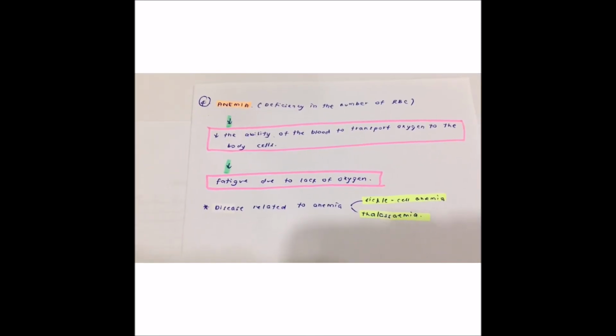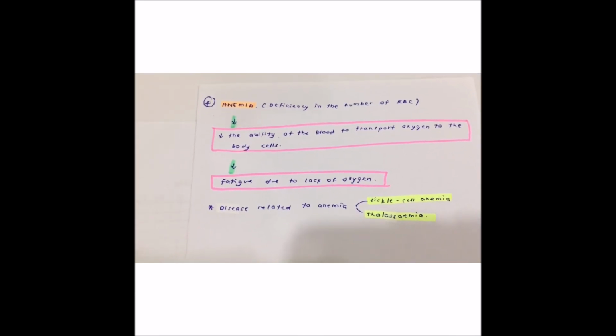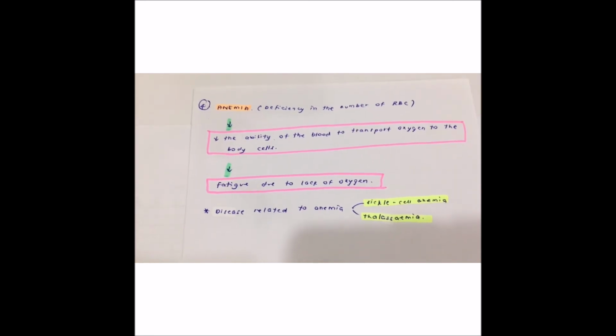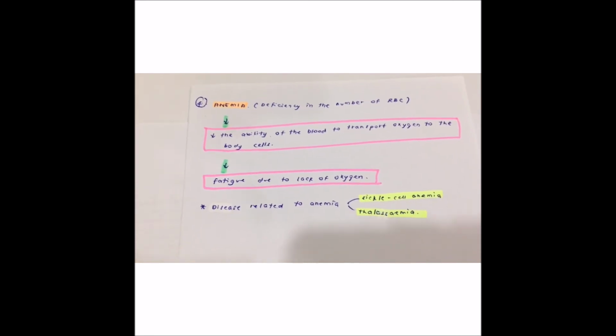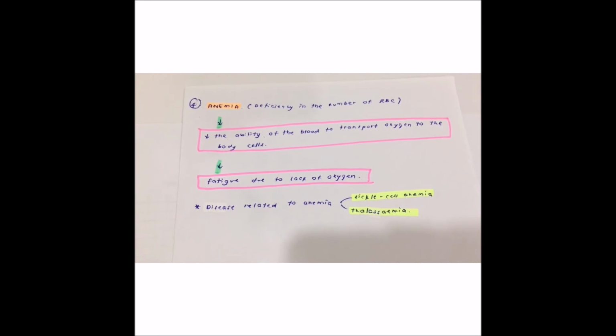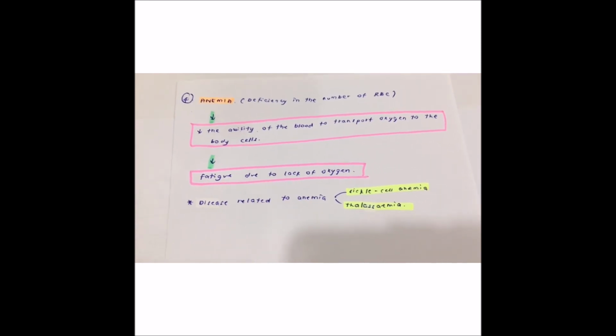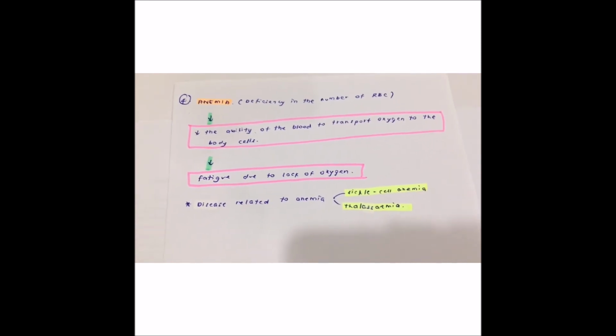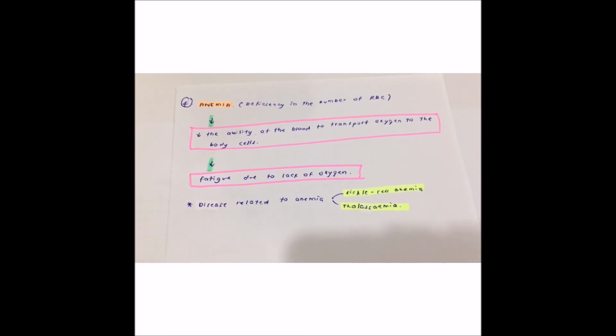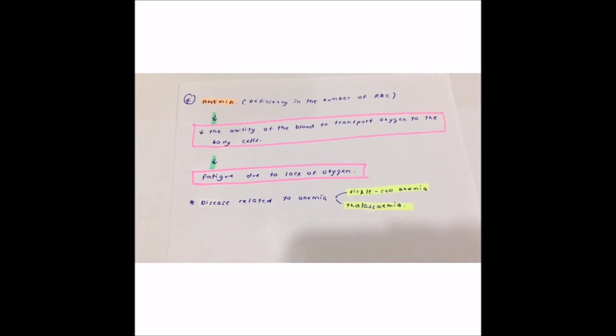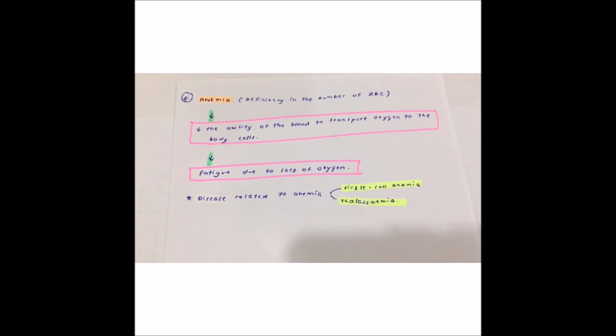Our fourth situation is anemia. Anemia is a deficiency in the number of RBC. When there is a deficiency in the number of RBC, there will be reduced ability of the blood to transport oxygen to the body cells. So this will cause fatigue due to the lack of oxygen. There are two diseases related to anemia. One is sickle cell anemia and the second one is thalassemia.